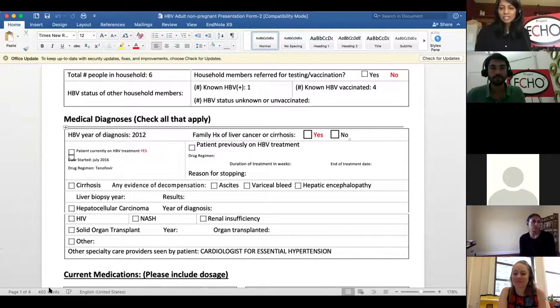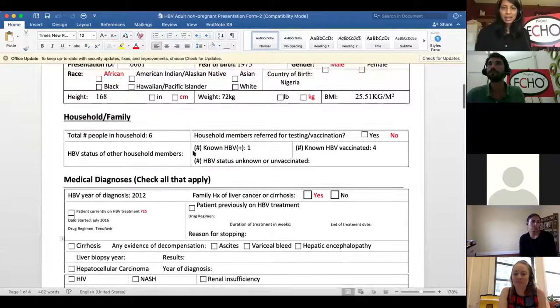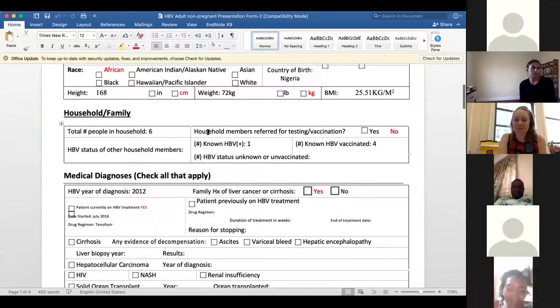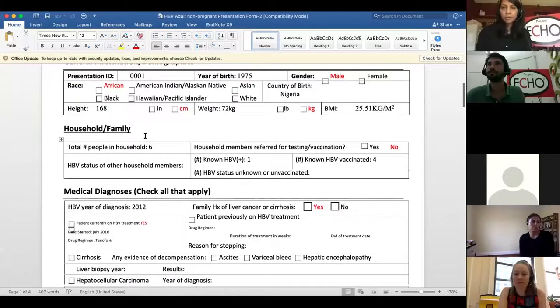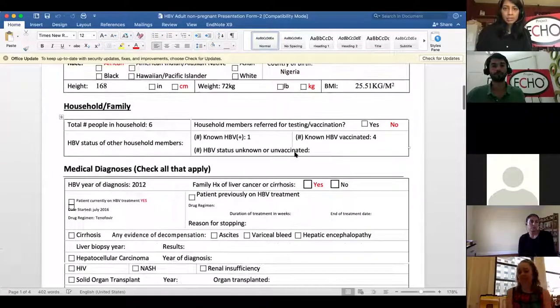So we were just talking about this great case that you submitted, and I was kind of trying to walk through it step by step. I guess one question for you on this form. So it sounds like a 44-year-old gentleman born in Nigeria who is not overweight but has chronic Hep B infection. They have 6 household members. It looks like 1 household member has hepatitis B, 4 have been vaccinated. Yeah, and 4 of them were vaccinated, and basically that was one of the children who was infected.